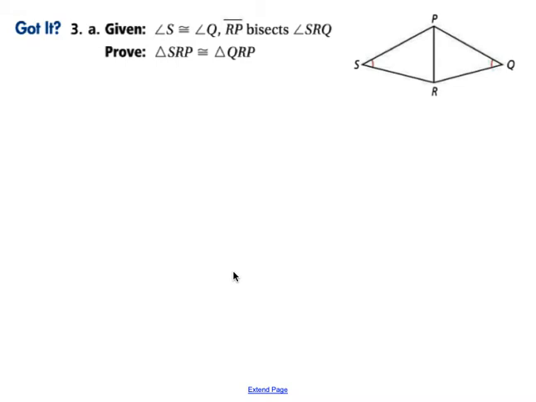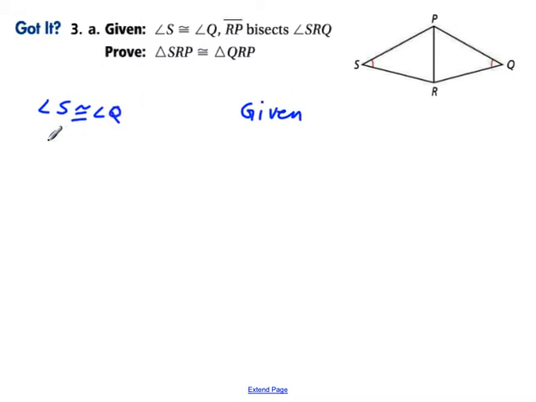All right, I hope you took some time to try to give that a try on your own. That helps your learning when you try these by yourself. We're always going to write our given statements first. So you'll want to write angle S is congruent to angle Q, and that is given. That's your reason.